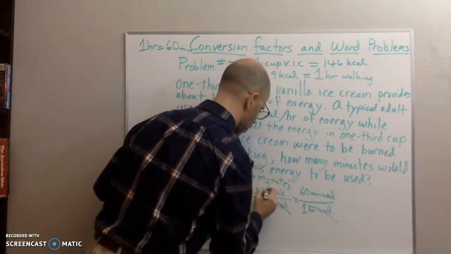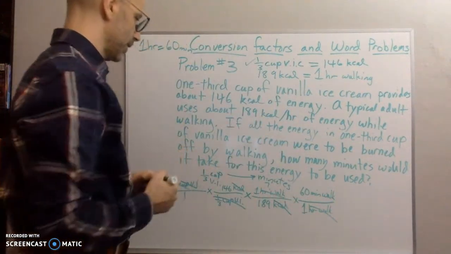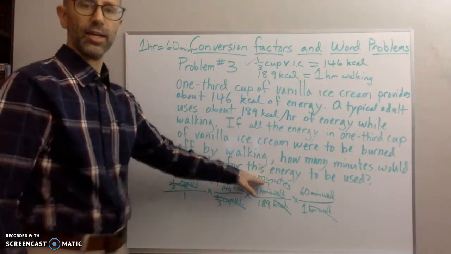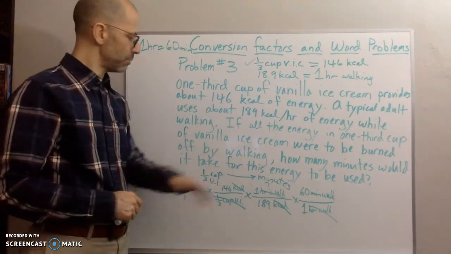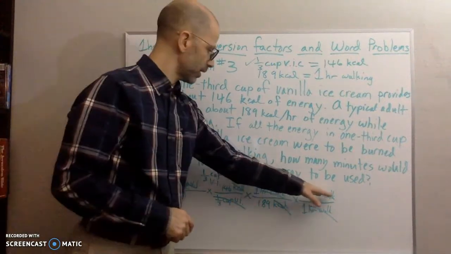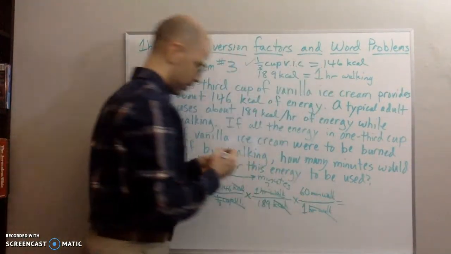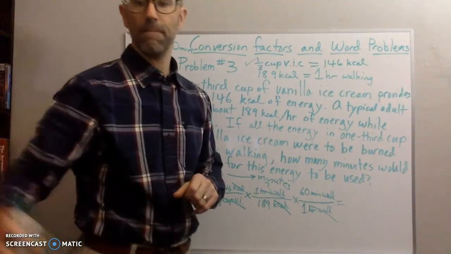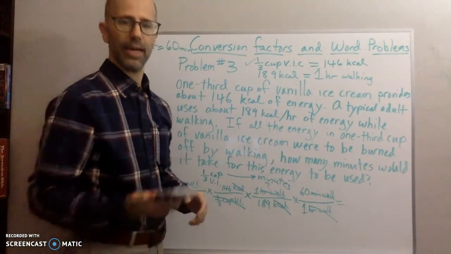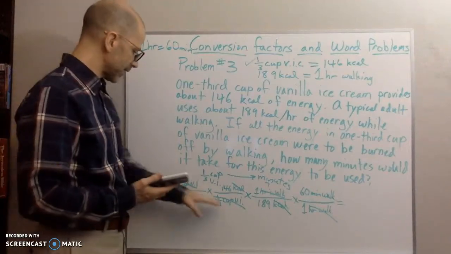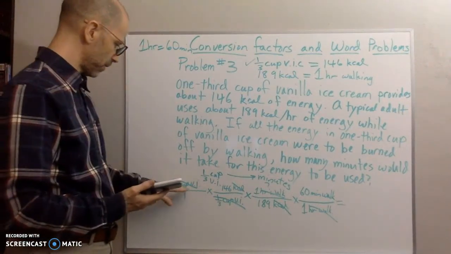So hours of walking canceled out, and now I have 60 minutes of walking. Minutes of walking is where I want to stop. Now that I have minutes of walking, I stop there, and now I can calculate the answer. Let's calculate that really quick. This canceled out, so this is 1.